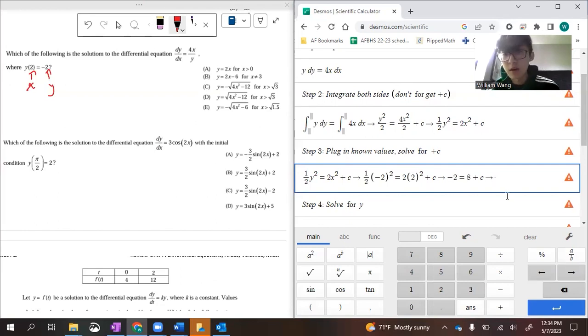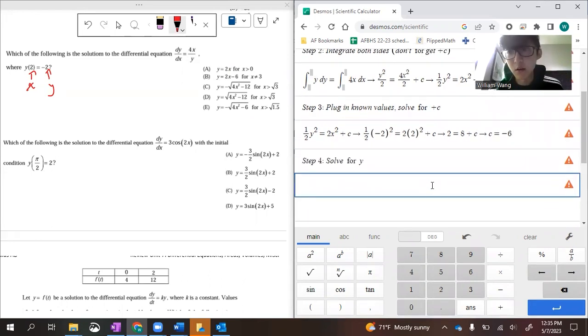Which means when I solve for c, it should be -10, which seems a little bit off to me right now. And that's because -2 squared is +4. +4 divided by 2 is +2. So sorry, 2 is equal to 8 plus c. That means c should be equal to -6. And hopefully you can calculate for that, or hopefully you caught my mistake.